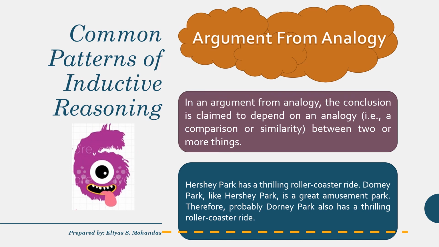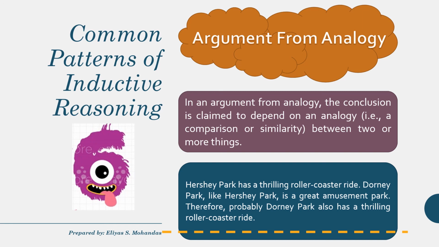And the last common pattern is argument from analogy. Now, in an argument from analogy, the conclusion is claimed to depend on an analogy. In this case, something is similar or like, we are comparing one thing to another. Now, I give you an example here. Hershey Park has a thrilling roller coaster ride. Donny Park, like Hershey Park, is a great amusement park. Therefore, probably Donny Park also has a thrilling roller coaster ride.